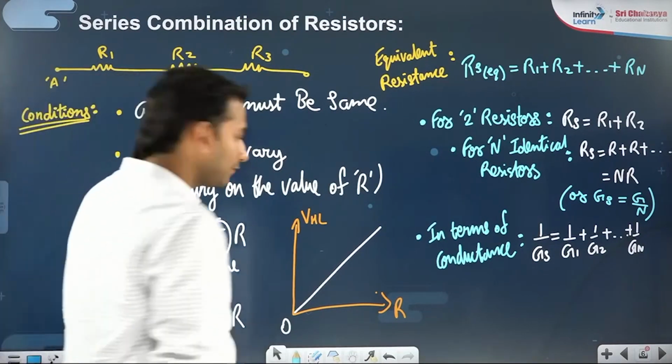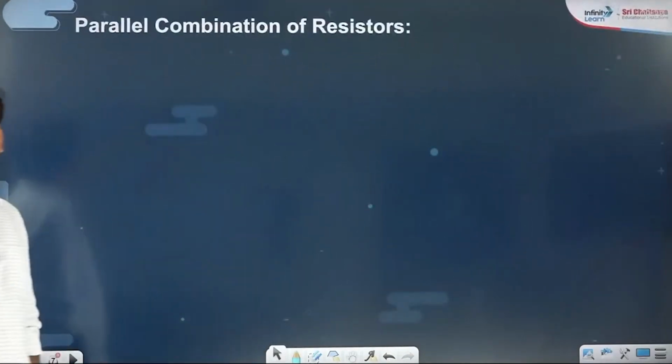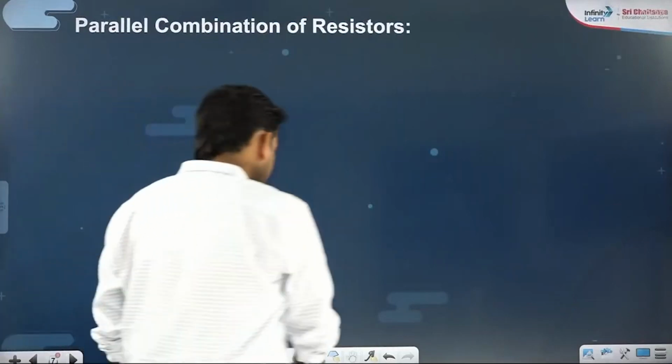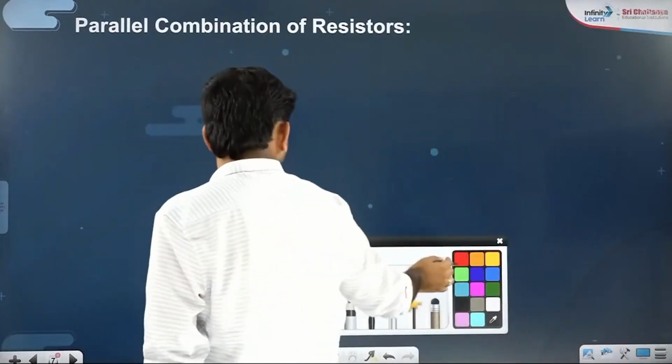Right. Very soon again we will start with the PYQs. Let's see first the parallel combination of resistors. Now what is that? First of all, how does it look, sir? How does it look like?